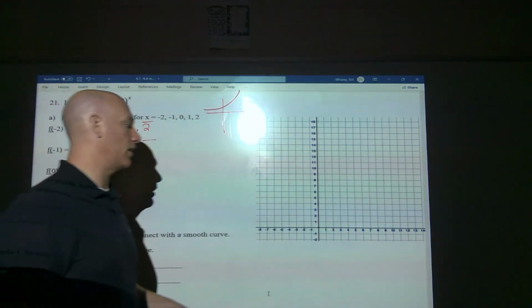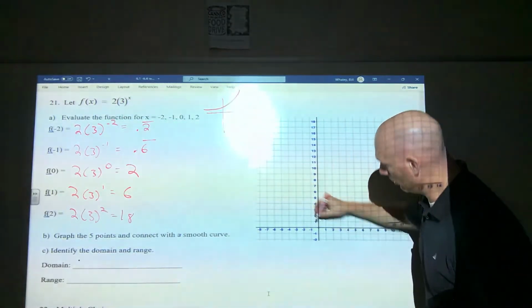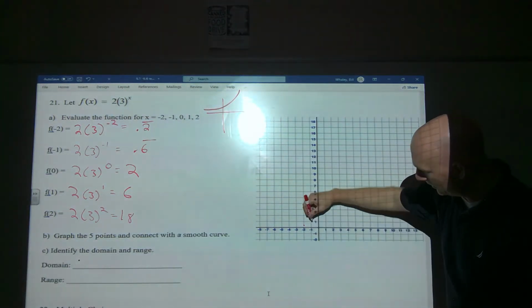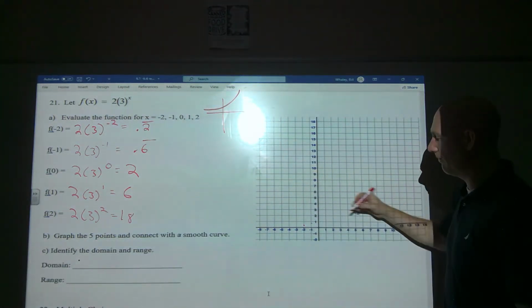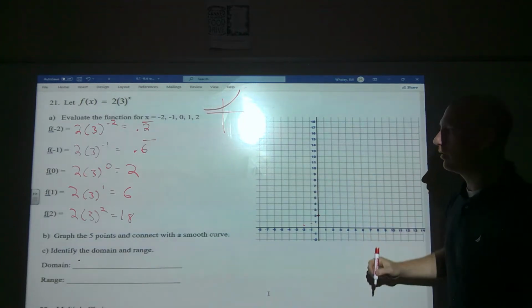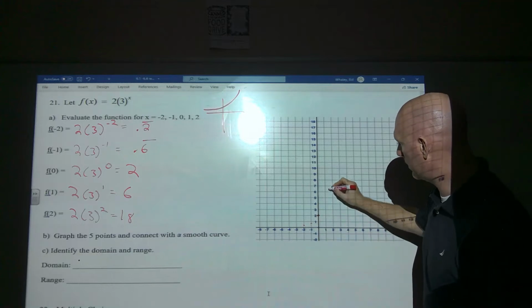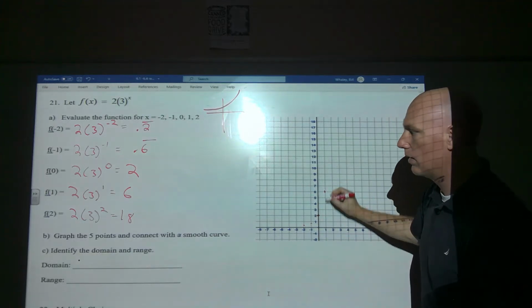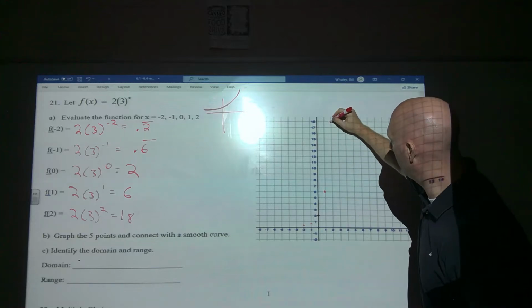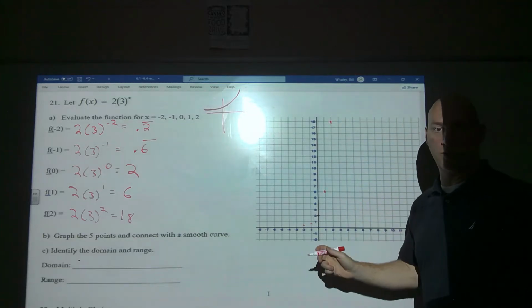So now we can come over here and start graphing. -2, 0.2. So very, very low. -1, 0.6, 2/3 of the way up. 0, 2, 1, 6, and 2 all the way up here to 18. And then we'll connect it with a smooth curve.